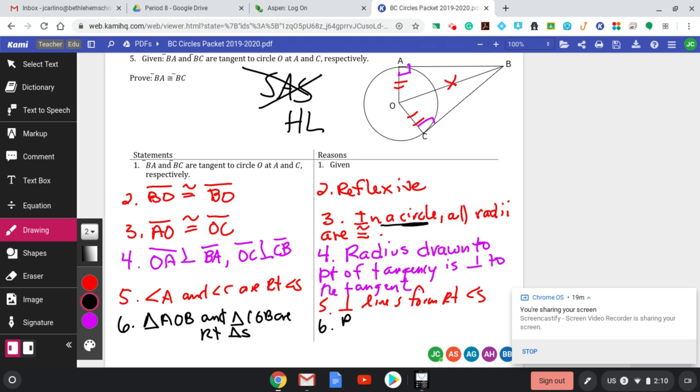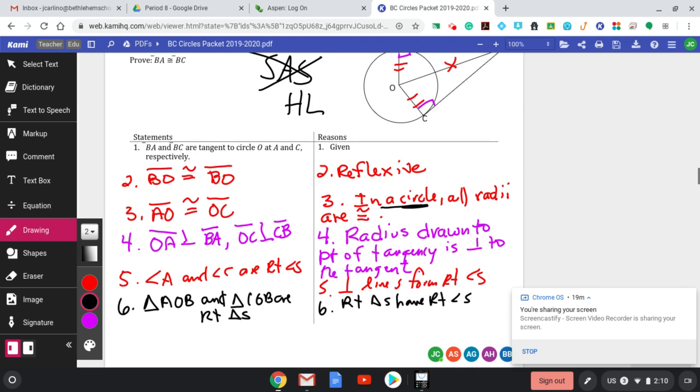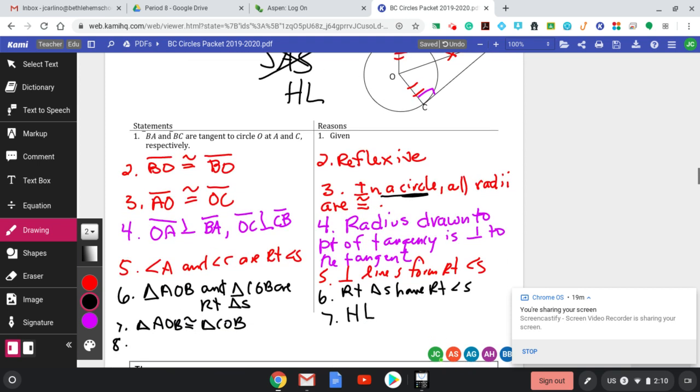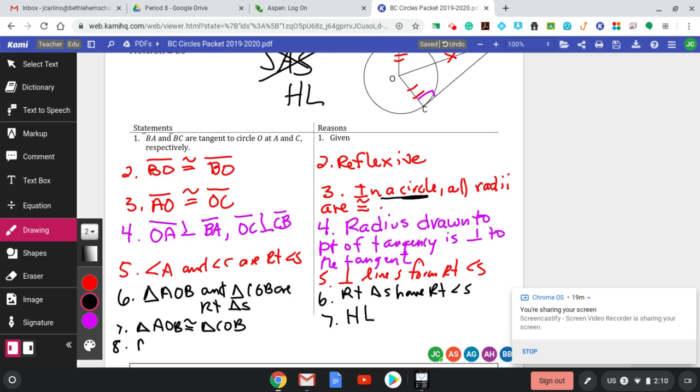Right triangles have right angles. And then you guys can go ahead and finish this up. Now they're congruent by HL. And now, take a look at those two tangent lines, AB and CB, are congruent. Let it roll off the tongue, CPCTC. Okay? So hopefully you're good there.